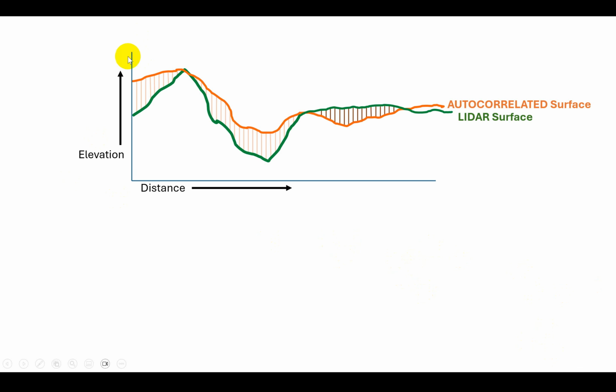Don't get freaked out that I put this in graph form. I'm just trying to show you that we're looking at it in plan form. No, profile, sorry. We're looking at it in profile. So here's elevation differences and lateral space. And so our LiDAR surface, which is what we're calling the closest thing to truth that we have, is in green. And in this example, I'm showing the autocorrelated surface.